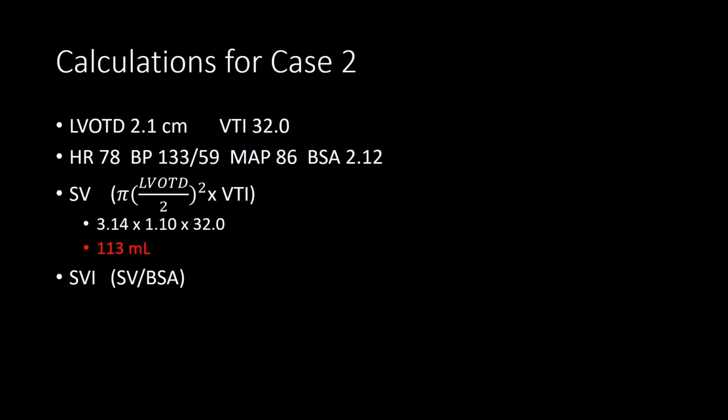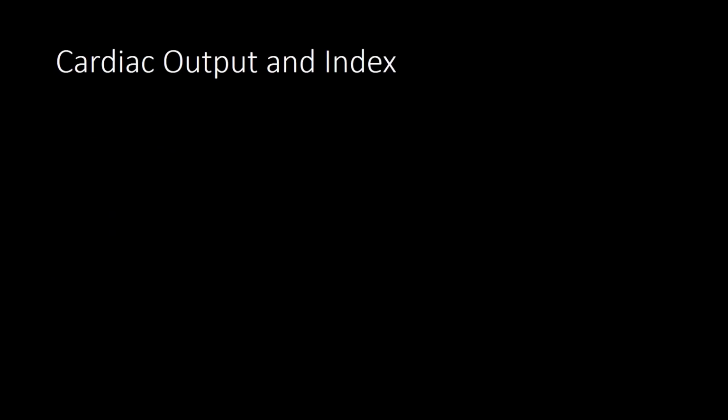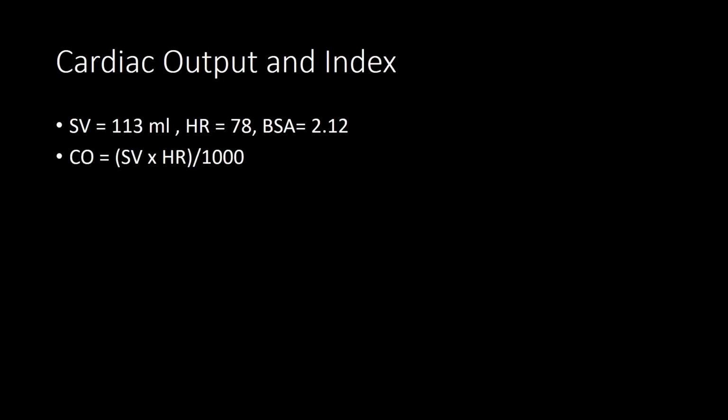And your stroke volume index is going to be your stroke volume divided by your BSA, which is 113 divided by 2.12, which gives you 53 milliliters per meter squared. Moving on to cardiac output and cardiac index. So we've listed the vital signs again for you at the top. You're going to calculate your cardiac output by multiplying your stroke volume times your heart rate divided by 1,000. In this case, it's 113 times 78 divided by 1,000 for a cardiac output of 8.8 liters per minute.